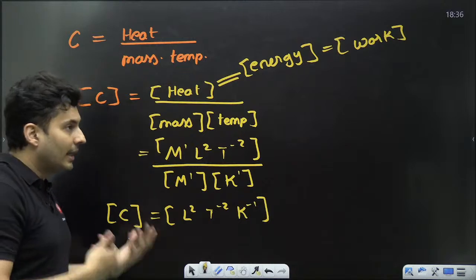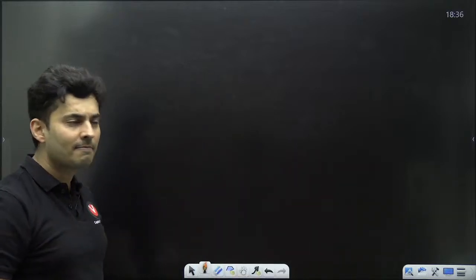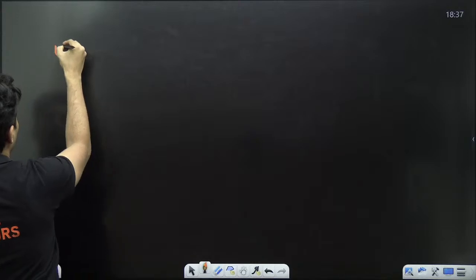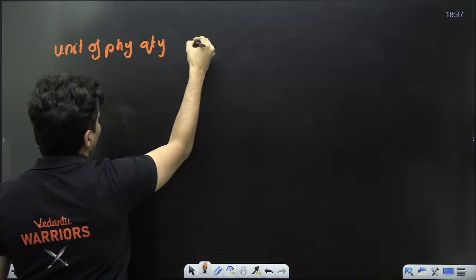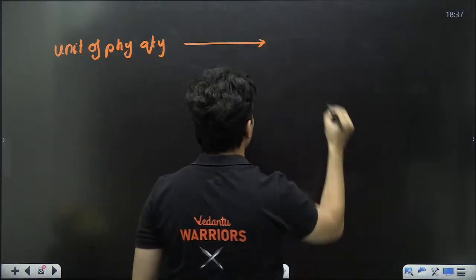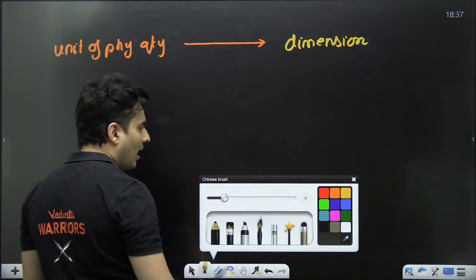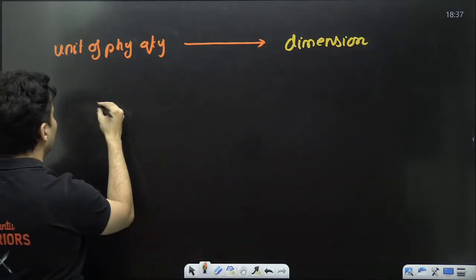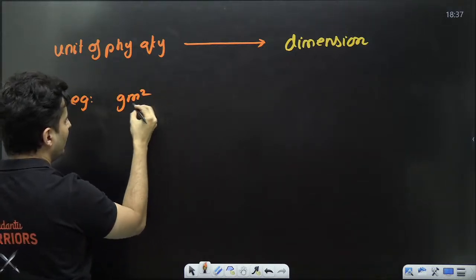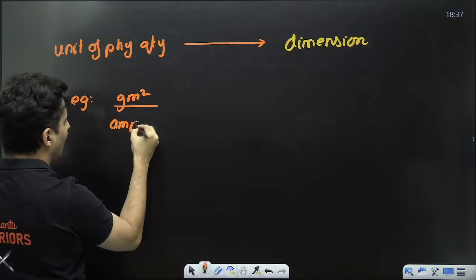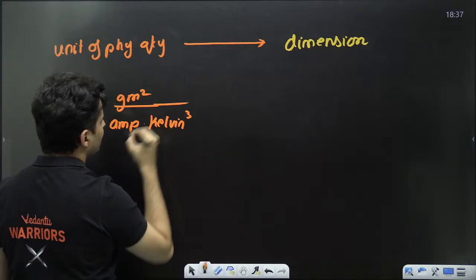Very good. Now tell me, if you know the unit, can you find the dimension? Say for example, the unit of a physical quantity is given, can you find the dimension? The answer is yes. How? Let me show you. Example, the unit is given: gram square per ampere Kelvin cube. This is the unit.